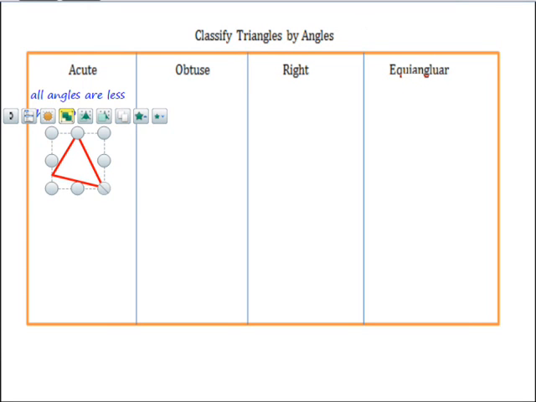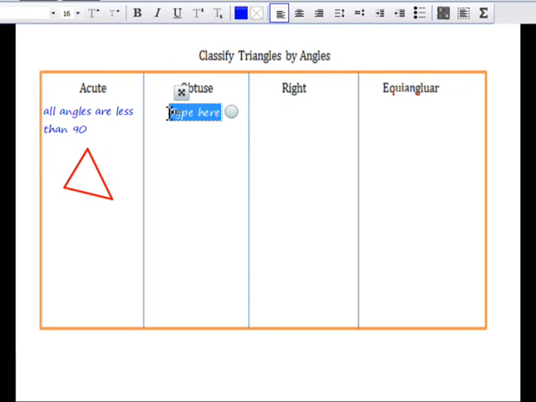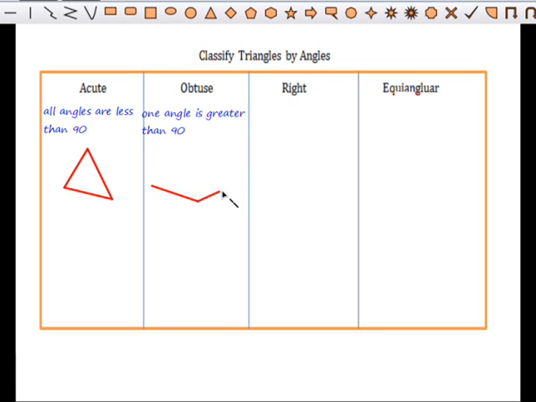Okay? An obtuse triangle. An obtuse triangle is one angle, or one angle, is greater than 90. Okay? One angle is greater than 90. So if we're going to draw that one, I would draw something like this. So one angle is greater than 90.